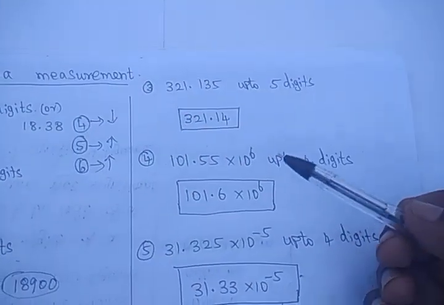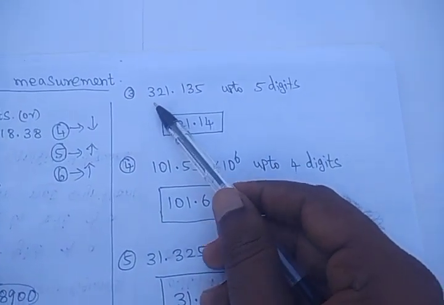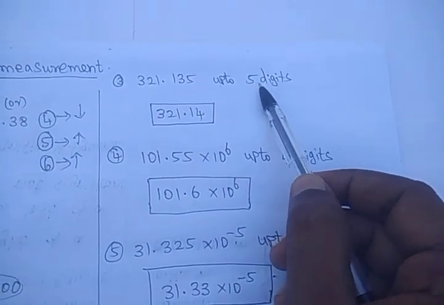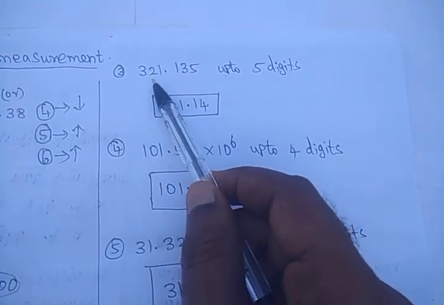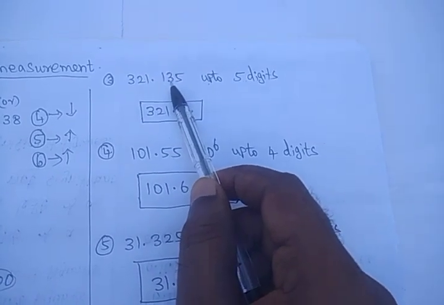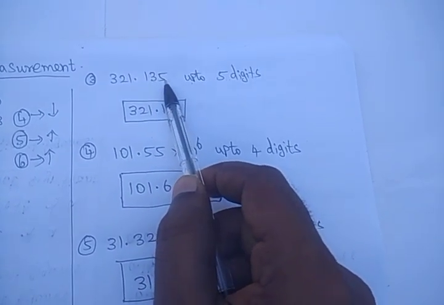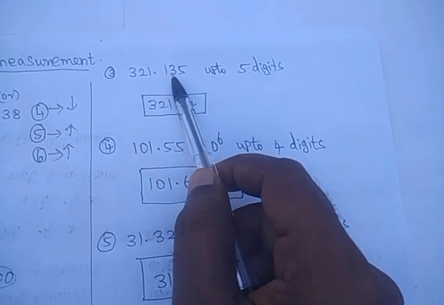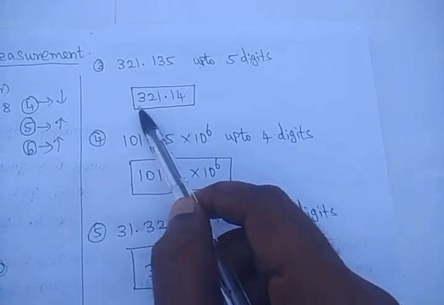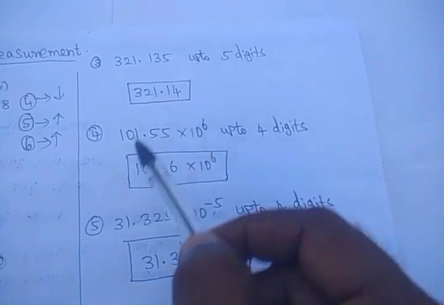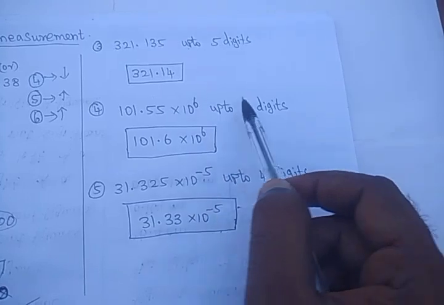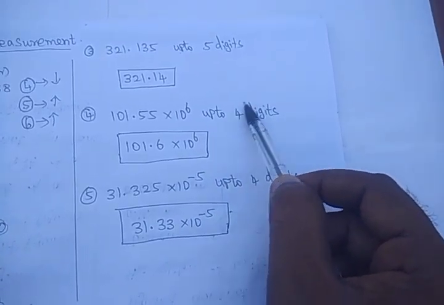So the next question: 321.135, we have to round off up to 5 digits. 5 digits means 1, 2, 3, 4, 5. So we need up to this. What is the last digit? 5. If it is 5, what do we have to do? Increase one number. So it is 321.14. Then next one: 101.55 × 10^6, we have to round off up to 4 digits.